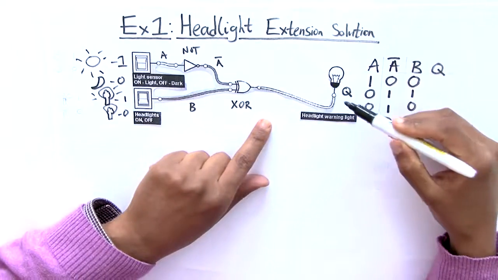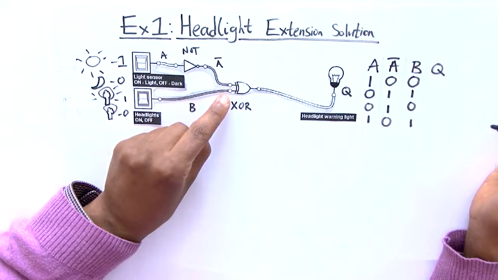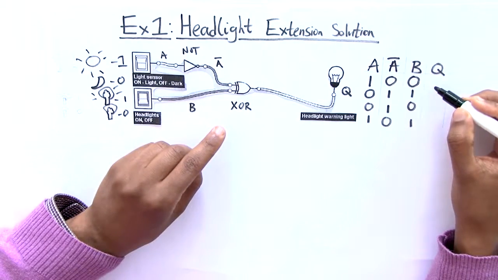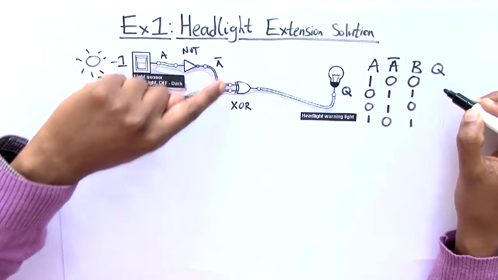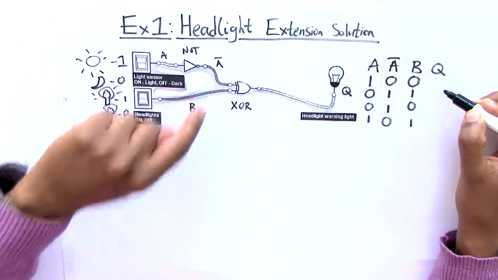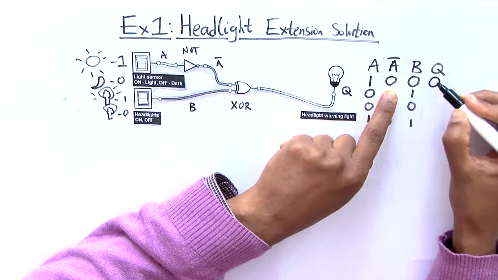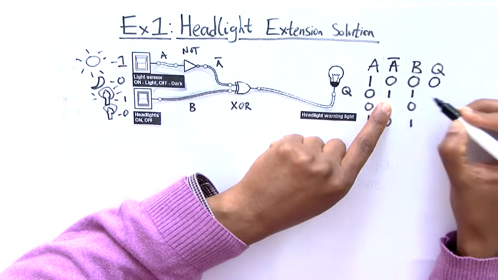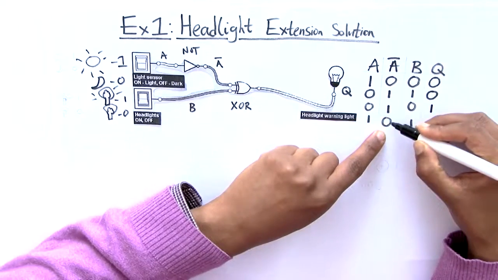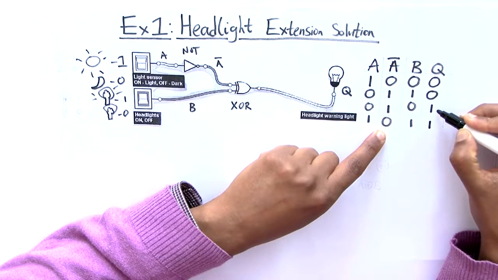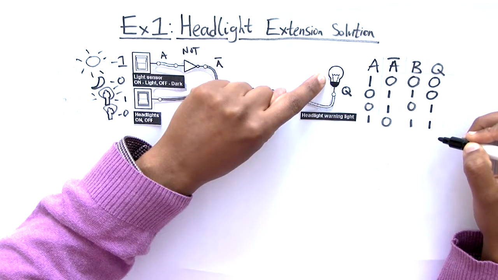So when it comes to actually calculating Q, then XOR, exclusive OR, so you only get an output when these two are different, so high, low, or low, high. So I have 0, 0, so output will be 0. 1, 1, that will end up being 0, 1, 0, 1, 0, 1, 1. So these are the only 2 times this headlight will actually work.